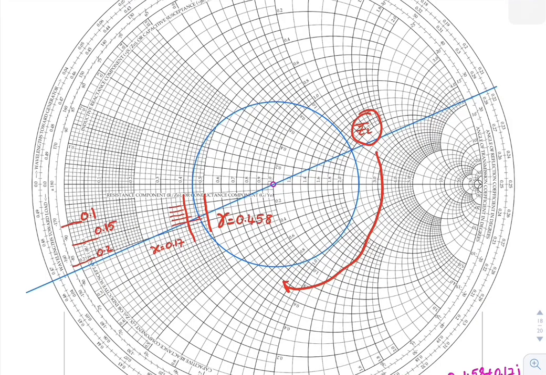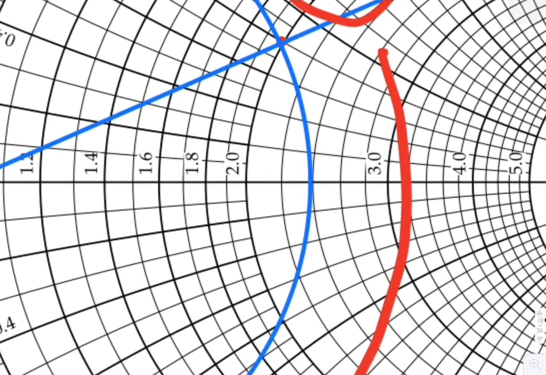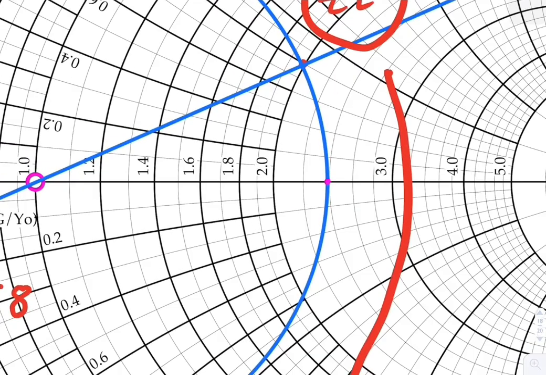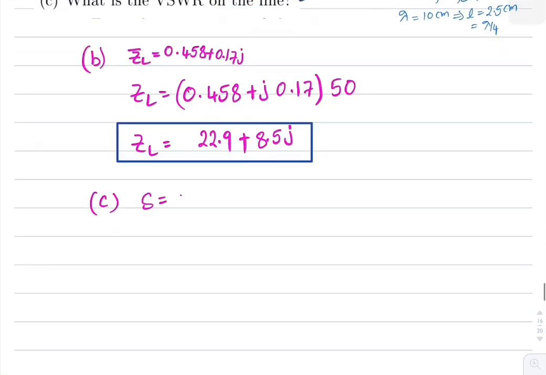Voltage standing wave ratio is the point of intersection of the gamma circle on the positive real gamma axis, that is this point. So this is 2.0, this is 2.2, this is 2.4. Therefore I can say the S value is equal to 2.39 because it is nearly touching that line. Therefore the third answer is S equal to 2.39.